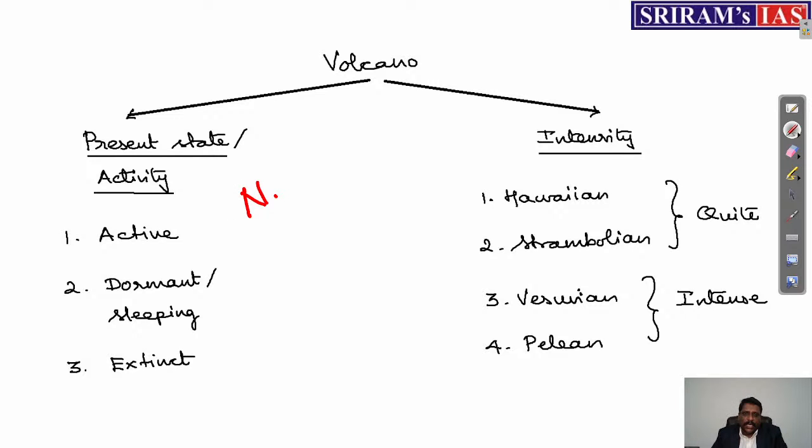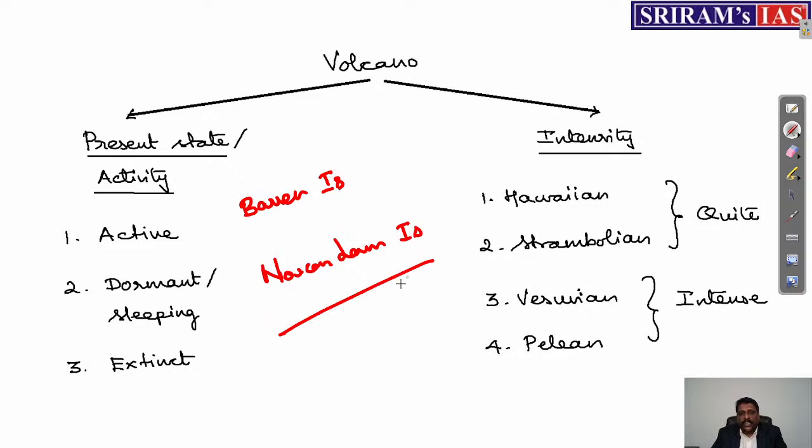One is Barren volcano and the other is Narkondam volcano. Both are islands. Barren Island is a volcano, Narkondam Island is also a volcano. Both are confined to the Andaman group. Now, when we talk about present state, Barren volcano is an active volcano, whereas Narkondam is dormant or sleeping.